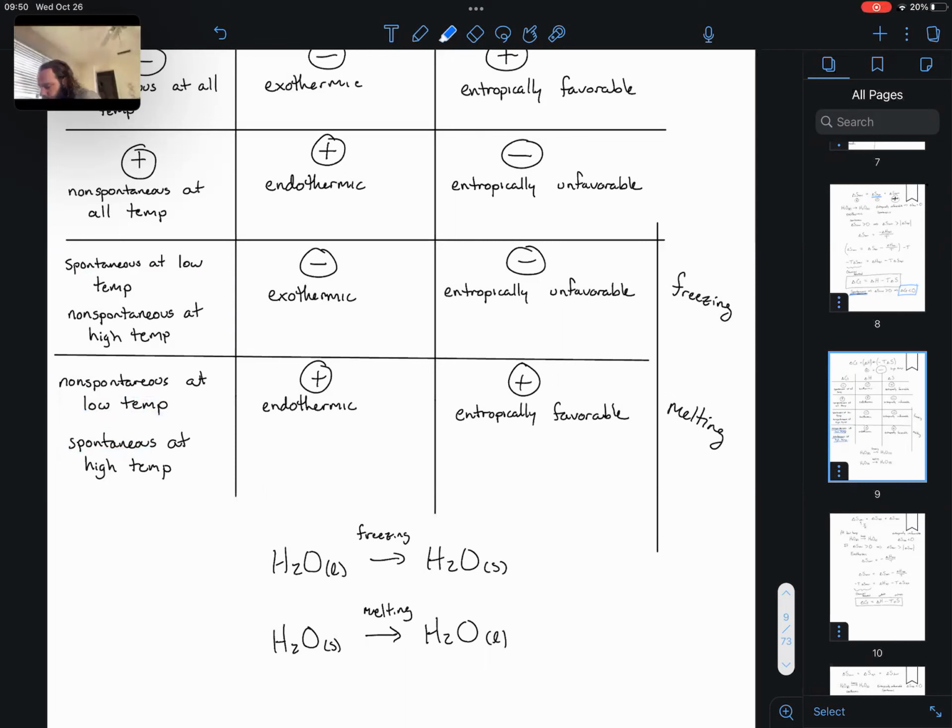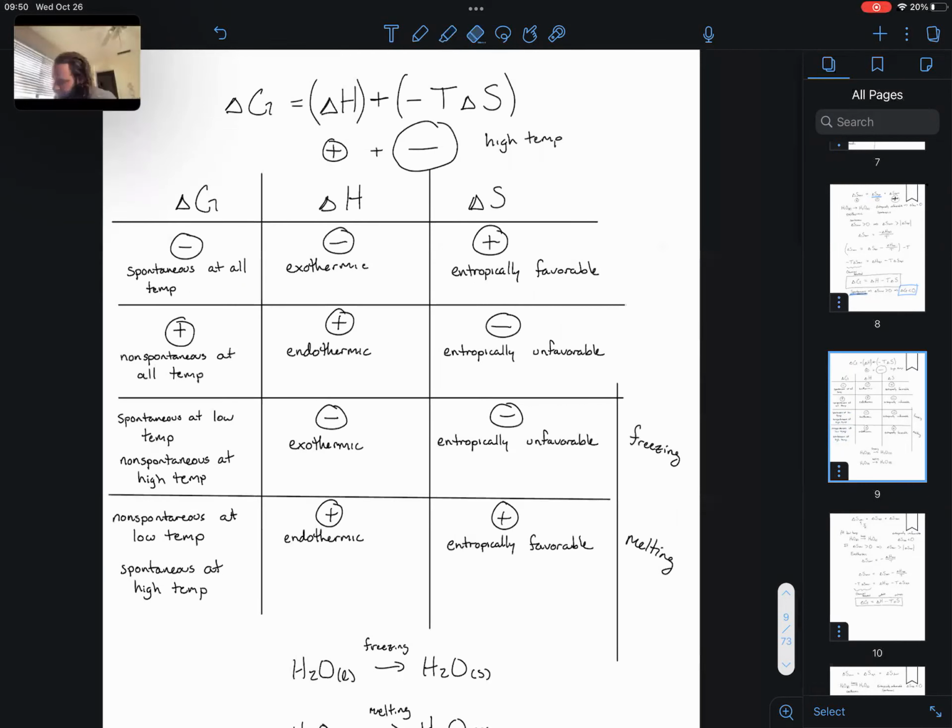All right, so this is sort of this cheat sheet chart that we made. Let me get rid of this portion right here, right? Based on the value of delta H and delta S, we can predict what delta G will be as well.